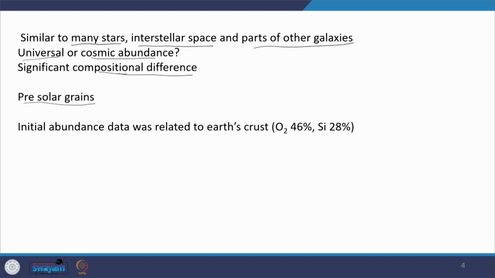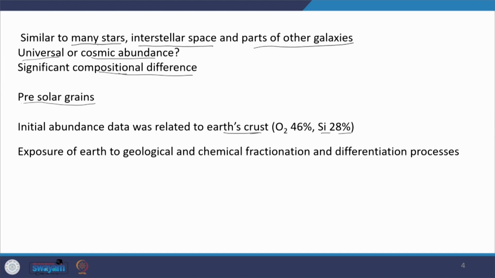Okay. Now, if we take the Earth's crust, initially the data was related to the Earth's crust: oxygen 46%, silicon 28%, and the remaining elements occupy the remaining 36%. Now, because we know that Earth has been exposed to a lot of geological and chemical fractionation and differential processes, we cannot expect the elemental abundance on Earth to be the same as that of the sun. It is very clearly known that the sun is full of hydrogen and helium. What about Earth? That is not the case, because Earth is continuously getting exposed to chemical and geological fractionations.